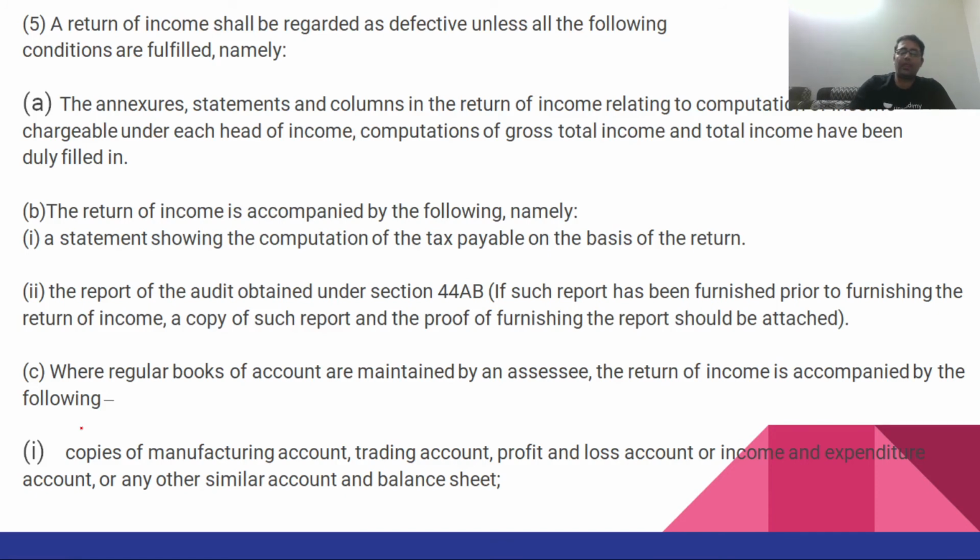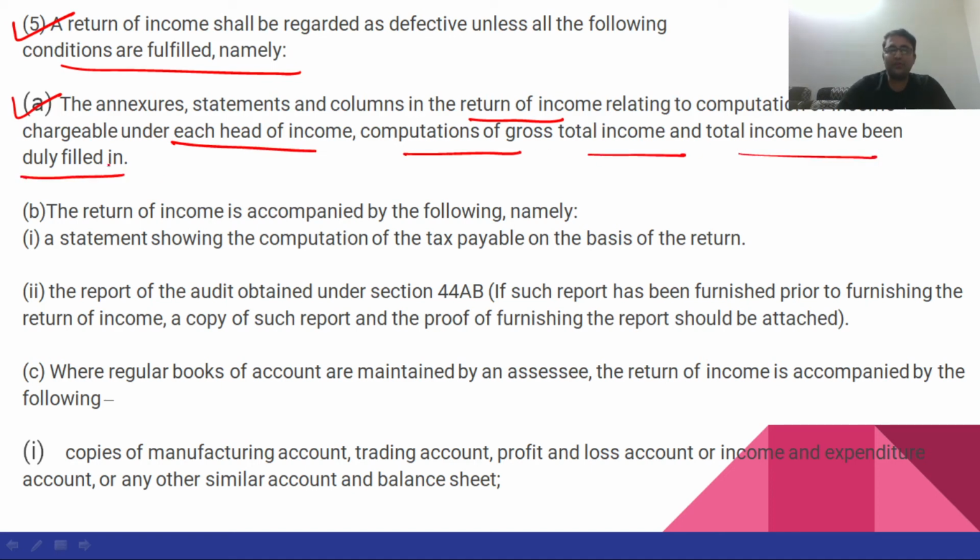Okay, now we are talking about a defective return. The return of income shall be regarded as defective unless the following conditions are fulfilled: the annexures, statements and columns in the return of income relating to computation of income chargeable under each head of income, computation of gross total income and total income have been duly filled in. So the gross total income, deductions, computation of total income and taxes should be properly given.